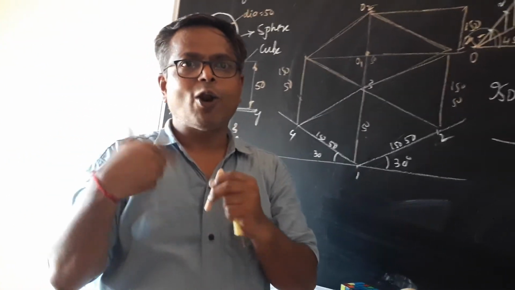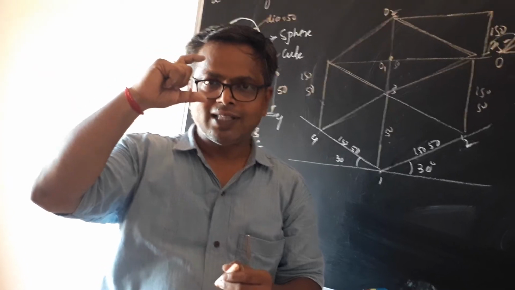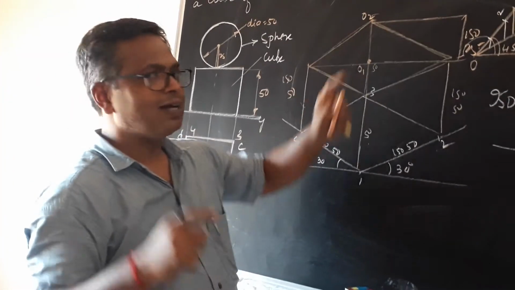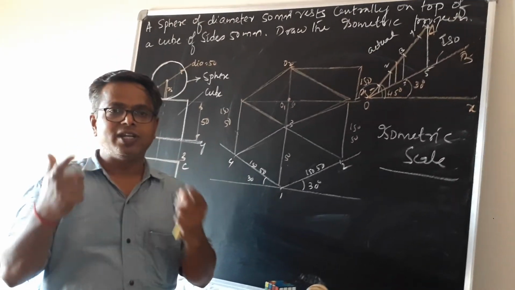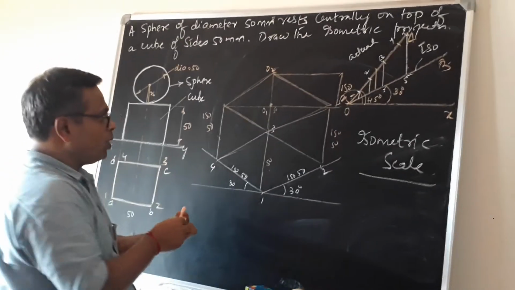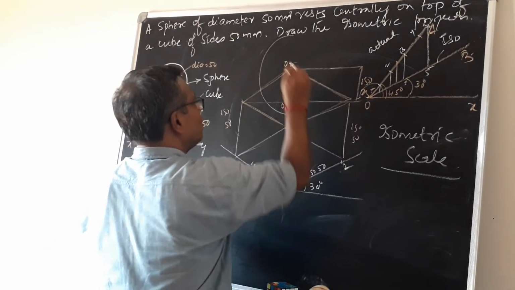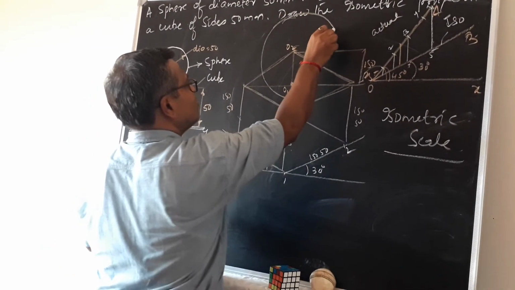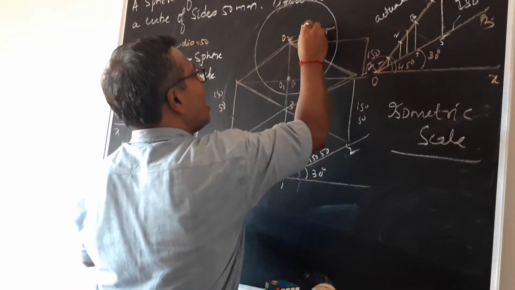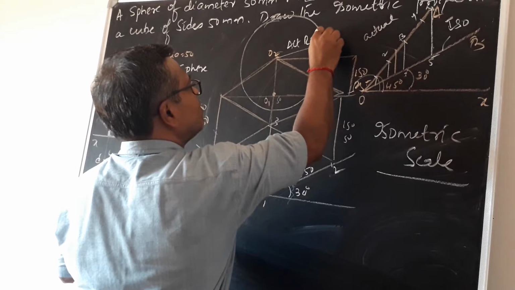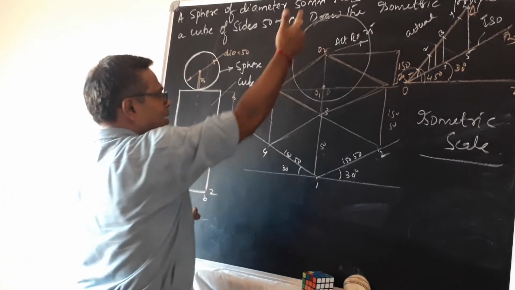Now with O2 as center, take actual 25, very important. Isometrically, how can we draw a sphere? Always you take the isometric length of the radius for the center, but with that as center, take actual 25 as radius. Why? Because a sphere, seen from any direction, looks like a sphere only. So from O2 as center, take actual 25 and draw a circle. What is the radius of this? It is the actual radius of 25 millimeter. See, now with O2 as center, actual 25, you draw a circle.